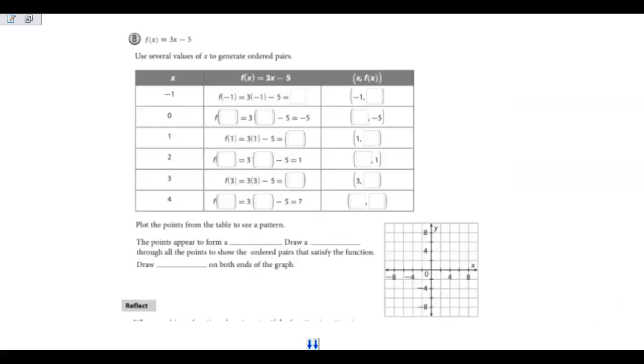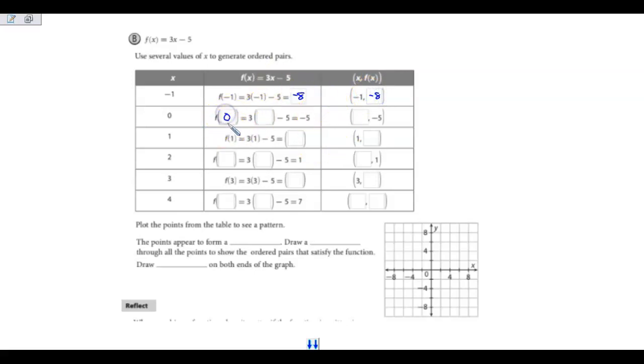If I have the function f of x is 3x minus 5, and I've picked just a general set of ordered pairs, input values, sorry about that. So I have -1, 0, 1, 2, 3, 4. And so they want me to solve to find out what my function is, or my y value. So if x is -1, 3 times -1 is -3. -3 minus 5 is -8. And so it's going to be -1, -8.